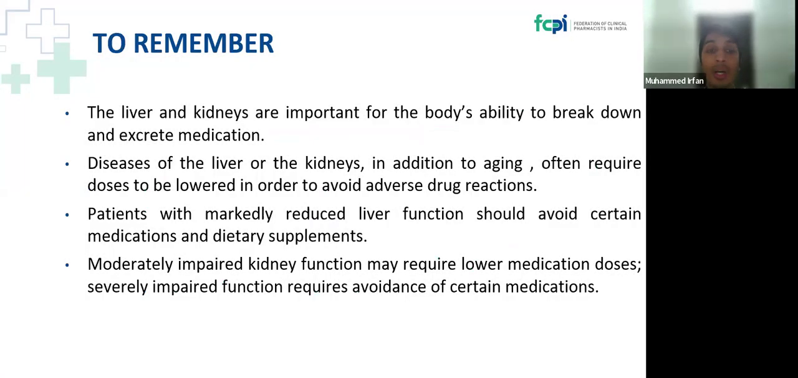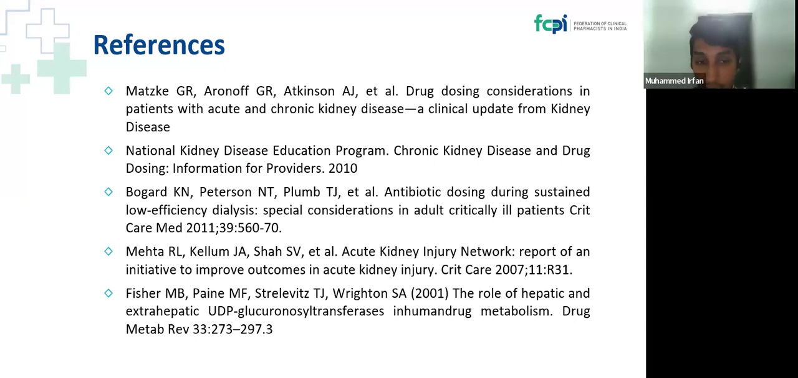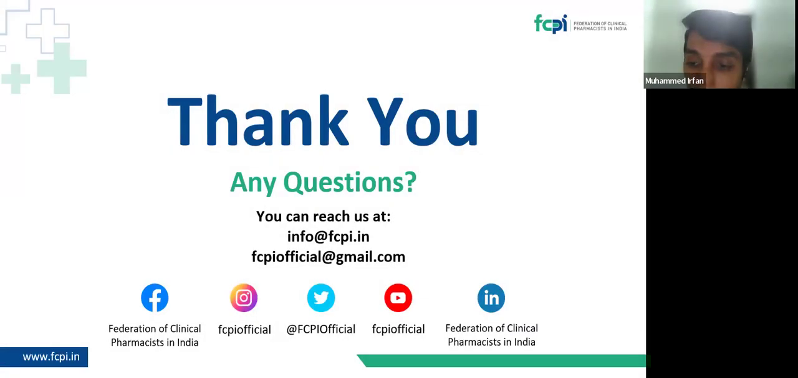And to remember, the liver and kidney are important for the body's ability to break down and excrete medication. Diseases of the liver or the kidney, in addition to age, can often require doses to be lowered in order to avoid ADRs. Patients with markedly reduced liver function should avoid certain medications and dietary supplements. Moderately impaired kidney function may require lower medication doses, and severely impaired function requires avoidance of certain medications. These are the references which I have taken, which you can also go through. Thank you.